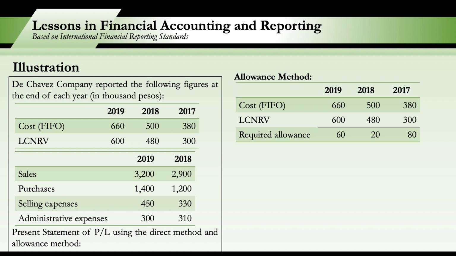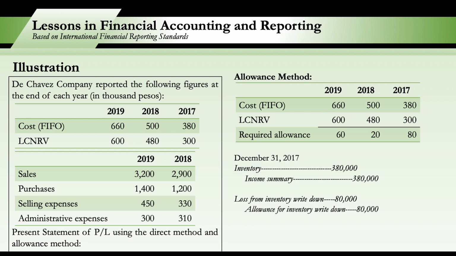Again, the required allowance in 2017 is 80 and it decreased to 20,000 only in 2018. So we have a decrease of the allowance, meaning recovery of write-down of 60,000. And then in 2019, it increased to 60,000. So from 20,000 last year to 60,000 in 2019. Therefore, we have another loss of 40,000. So to record the entry for each year in 2017, so inventory at cost 380 and the loss of 80,000. So the required allowance is also our loss already because that is our first year.